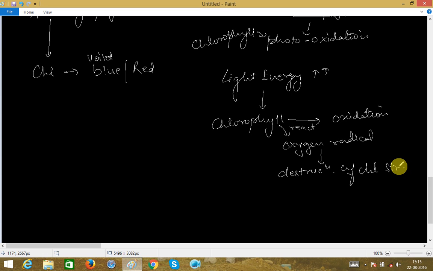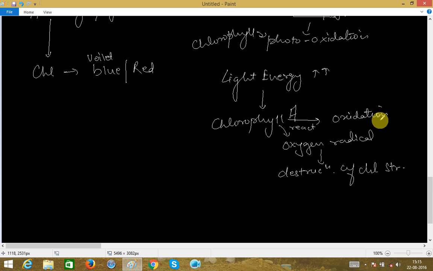which results in eventual destruction of the chlorophyll structure. Now these carotenoids will protect chlorophyll A from being photooxidized. Basically we are talking about chlorophyll A here. How are they protecting it? I told you that the carotenoid chain is either open or closed. If it has a cyclic structure, it is closed.